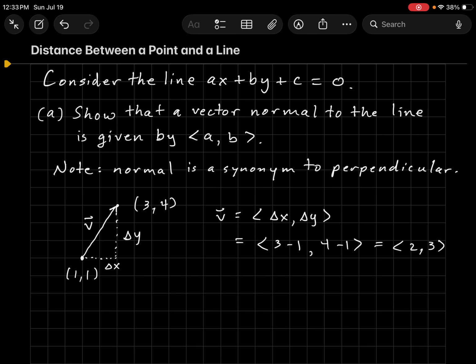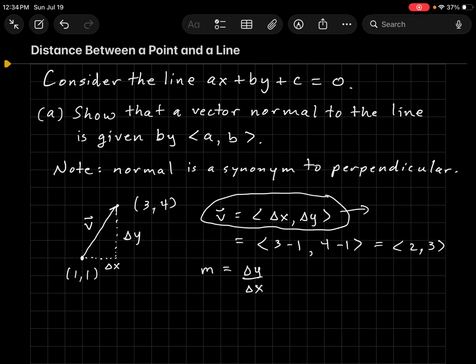Now, the main point that I want to show in this simple example is the relationship between the vector between 2 points, and the slope. Because we know that the slope of a line is given by delta y over delta x.